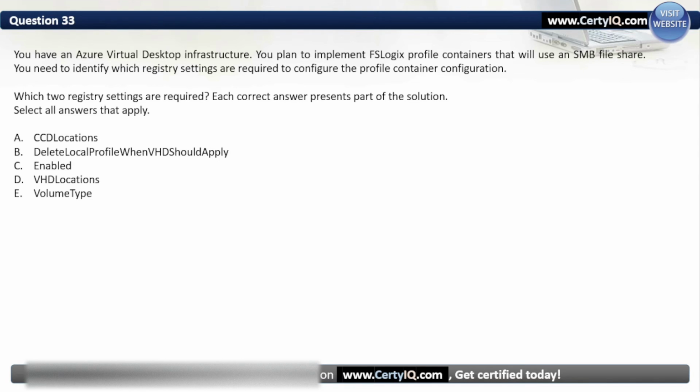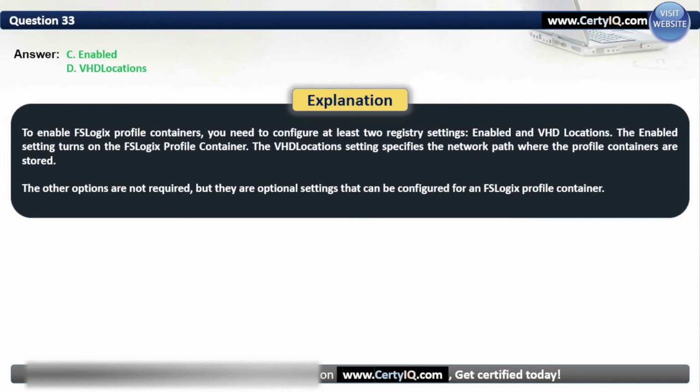The correct options are C and D, that is Enabled and VHDLocations. To enable FSLogix profile containers, you need to configure at least two registry settings, Enabled and VHDLocations. The Enabled setting turns on the FSLogix profile container. The VHDLocations setting specifies the network path where the profile containers are stored. The other options are not required, but they are optional settings that can be configured for an FSLogix profile container.